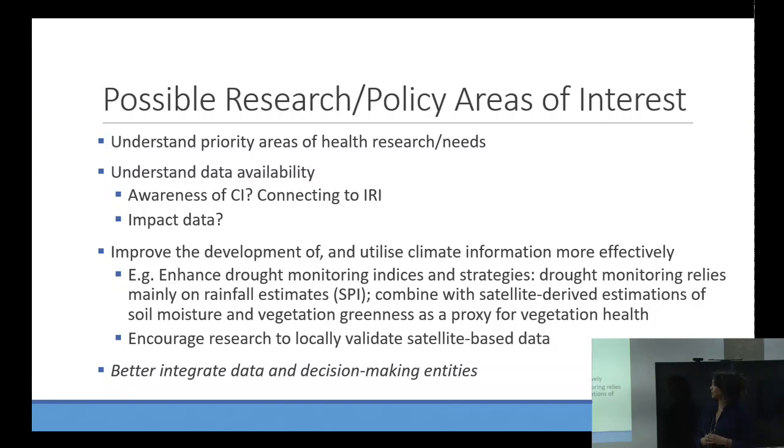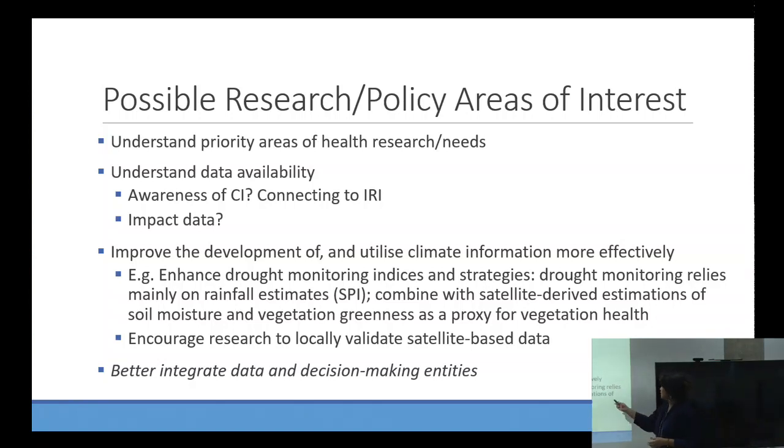Developing and utilizing climate information more effectively. One thing that I found in reading a lot of things is that the health community and the climate community seem to be so intertwined, but don't always communicate in terms of what the climate scientists produce and what might be interesting for a health outcome that could be driven by climate availability needs.